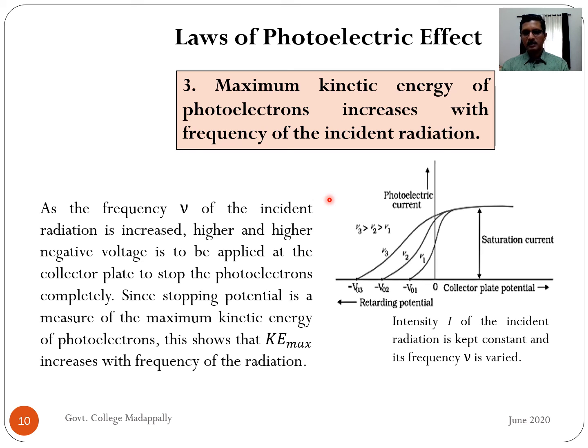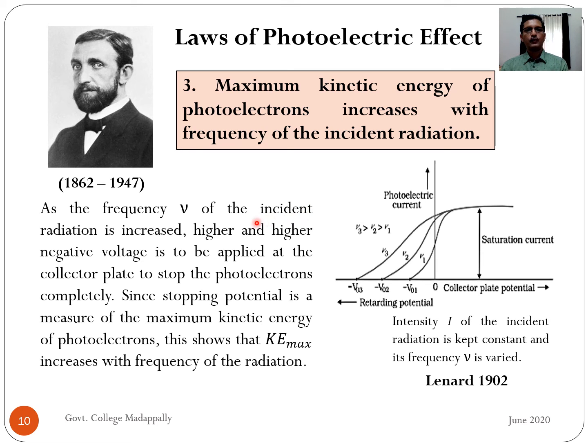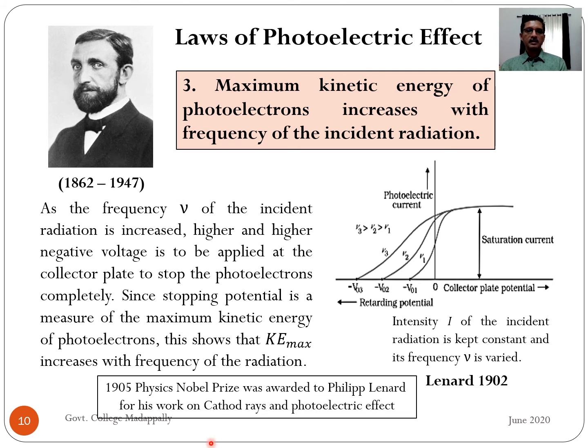And this was discovered by Philipp Lenard in 1902. This is Lenard, a German physicist, and the 1905 Physics Nobel Prize was awarded to Philipp Lenard for his work on cathode rays and the photoelectric effect. Right. So this is the third law.